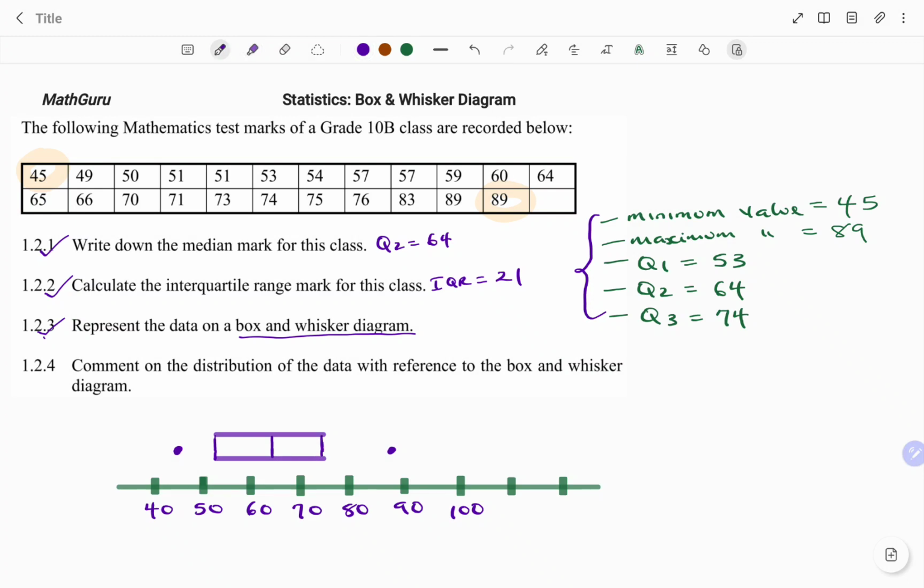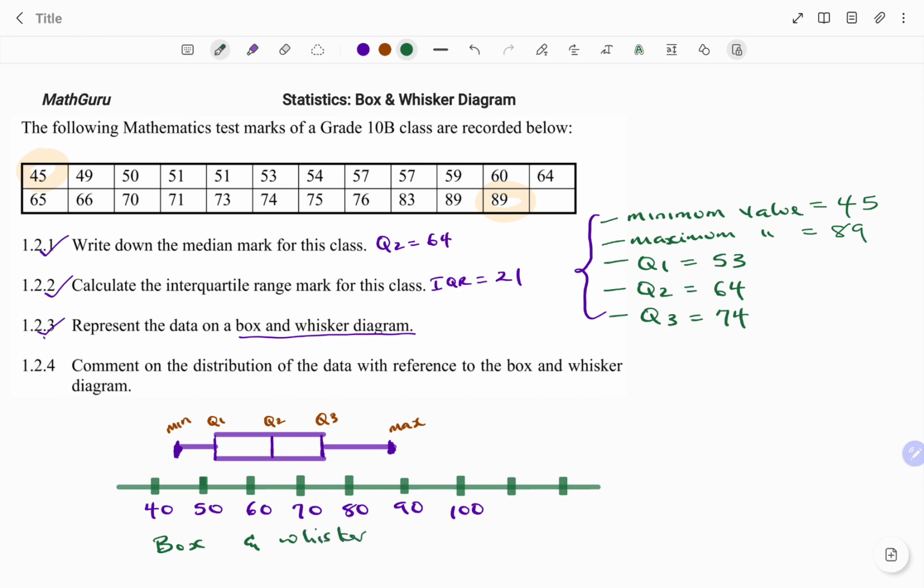I have that written. From there, I'm going to join my whiskers as shown. And if I label, I have that as my minimum value. I have the last end of my whisker as my maximum value. The first line is my Q1. The second line is my Q2, which is the median. And then the third line is my Q3. So that's my box and whisker diagram.